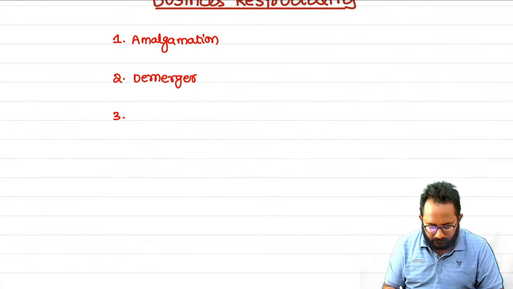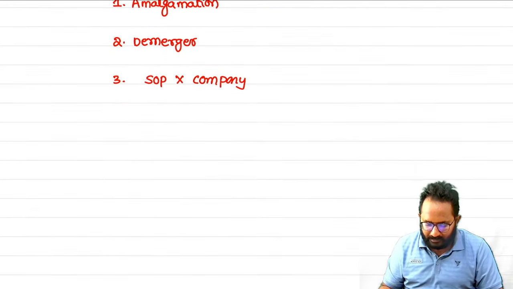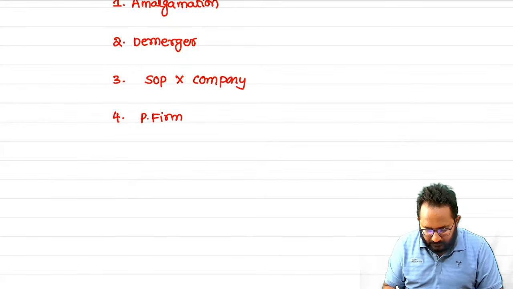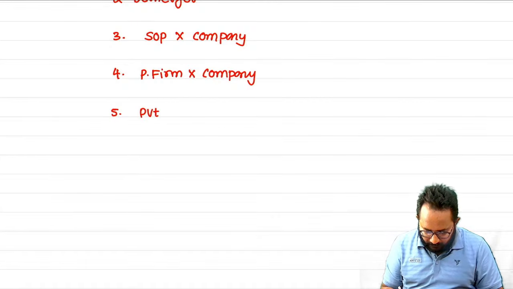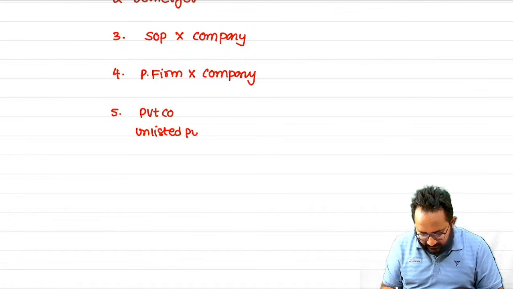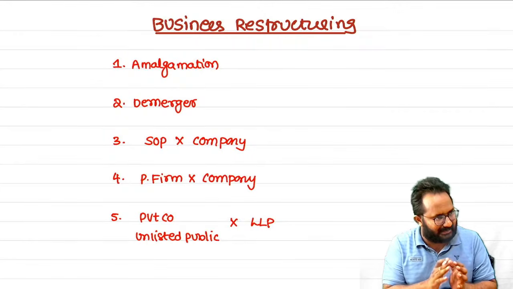conversion of the sole proprietorship concern into company. Next, conversion of the partnership form into company. And another business restructuring we have, any idea? A private company or unlisted public company, not listed, an unlisted public company now converted into LLP. These 5 business restructurings and reorganizations are there.